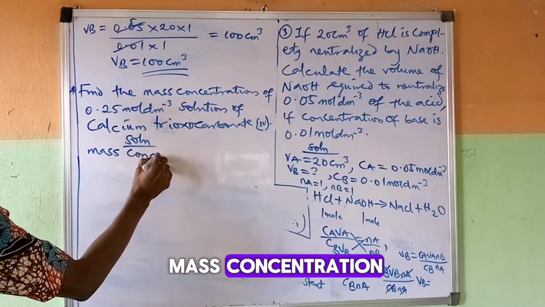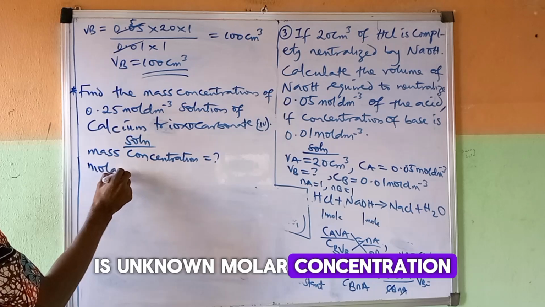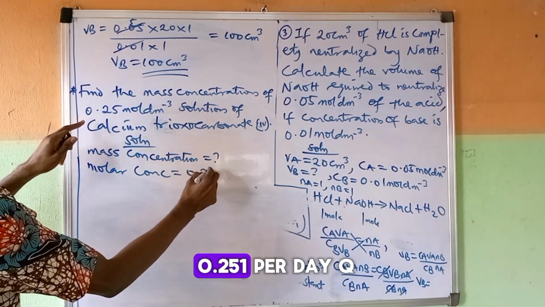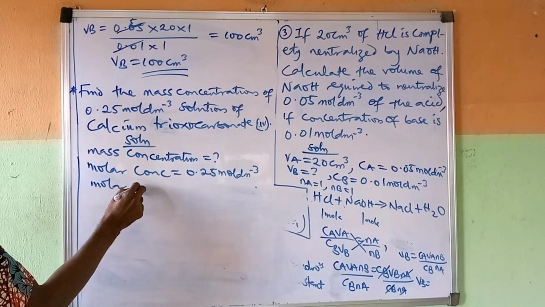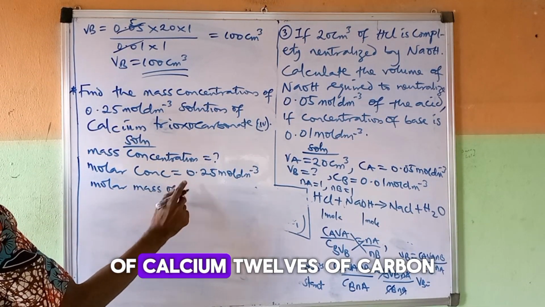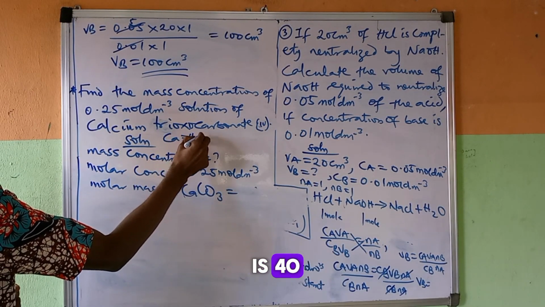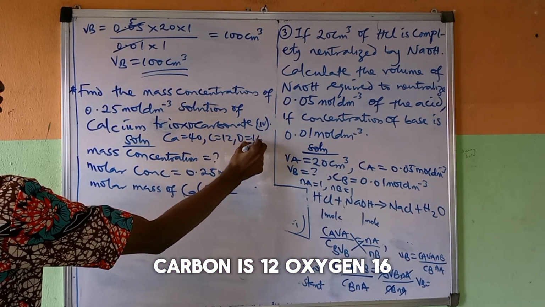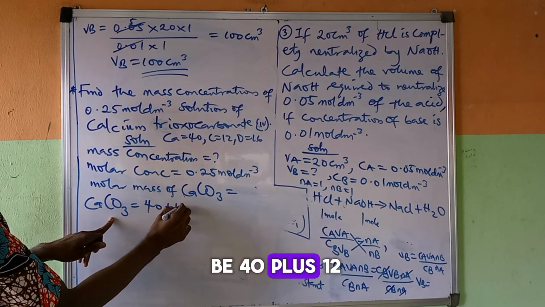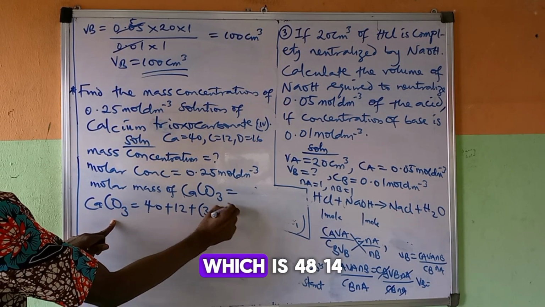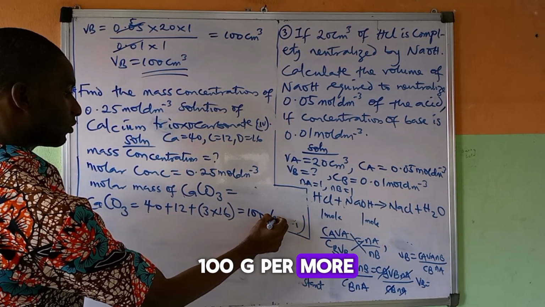Now last, the mass concentration is unknown. Molar concentration is 0.25 mole per dm³. Then we will need the molar mass of calcium trioxocarbonate. We need to calculate it. Given calcium is 40, carbon is 12, oxygen is 16. So your calcium trioxocarbonate will be 40 plus 12 plus 3 times 16, which is 48. 48 plus 12 is 60, plus 40, that is 100 gram per mole.